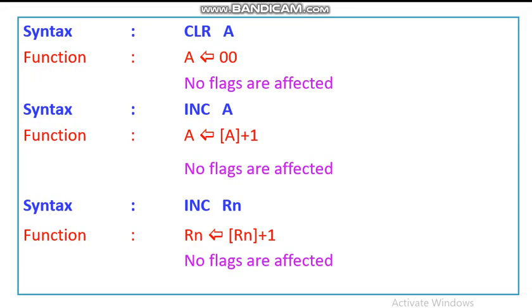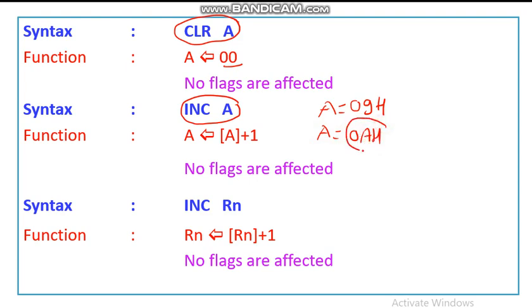Now see the instruction CLR A. This will clear the content of A. Whatever is in A will be wiped out and in A it will be 00H. In this case INC A will increment the content of A by 1. For example, if in A the value is 09H and we give the instruction INC A to increment A by 1, then in A it will be 0AH, not 10, because we are doing increment in hex, not in decimal.